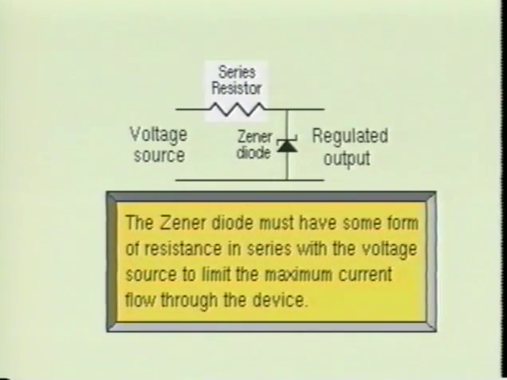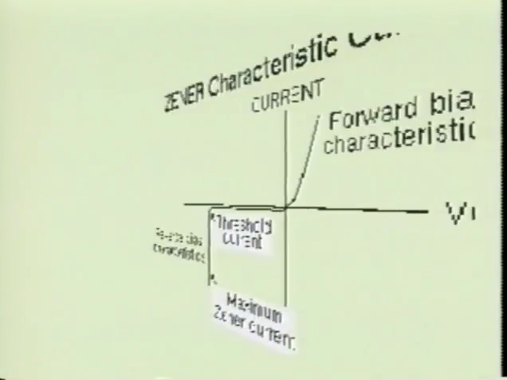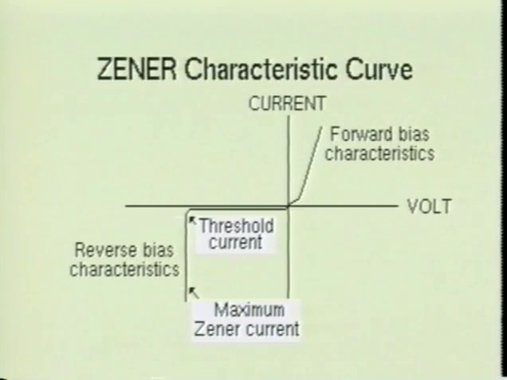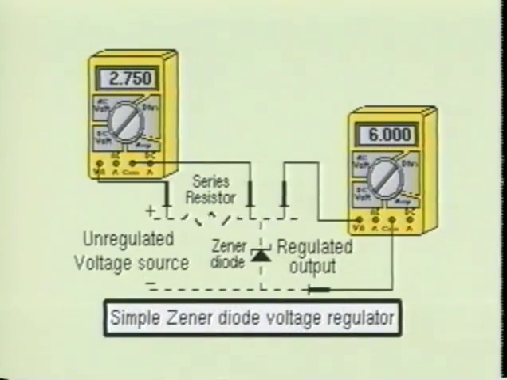Therefore, when Zener diodes are operated in the reverse bias mode, there must be a current limiting device in series with the Zener to keep it from self-destructing. The current limiting device is usually a resistor. The value of the resistor is chosen so that the Zener will operate between its threshold current and the maximum Zener current. Once the Zener avalanche is on, the voltage drop across the Zener will not change, even if more current is passed through the device. This makes the Zener diode an excellent voltage regulating device.